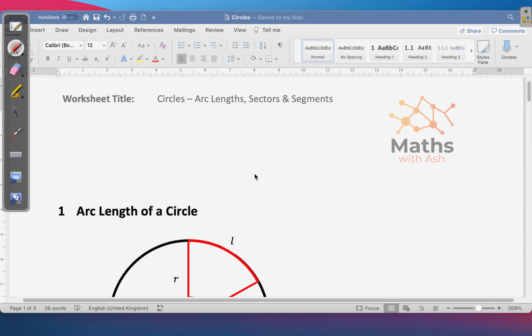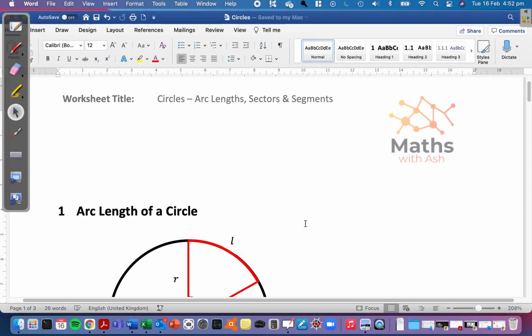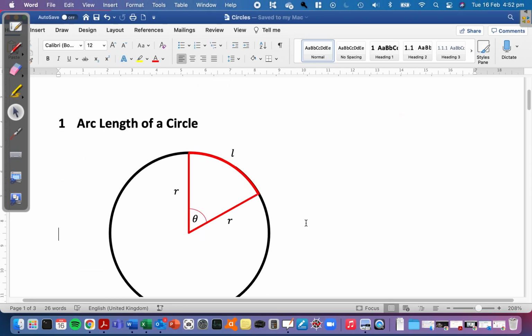Okay, so what we're going to do in this video is look at how to work out the arc lengths and the areas of sectors and segments for circles. Okay, now let's look at the first example. We're going to look at the arc length of a circle.